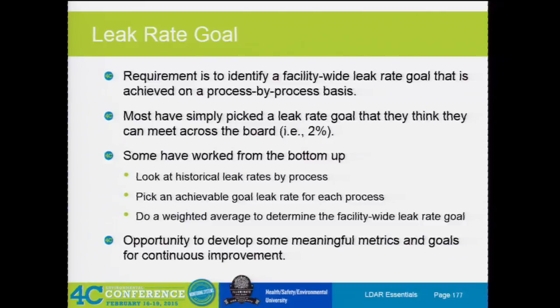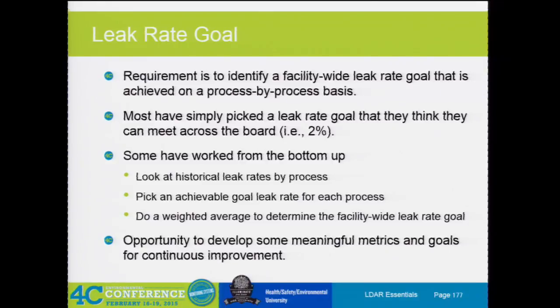So, leak rate goal, and this is another piece that's in the consent decrees. The requirement is to identify a facility-wide leak rate goal that is achieved on a process-by-process basis. So what happened was when these consent decrees came out, when you went to the negotiating table, they said, I want you to give me a goal. So let's say your facility as a whole was 10%. Well, what they wanted you to do is set up a new one. Most folks chose 2% as their total overall leak rate.